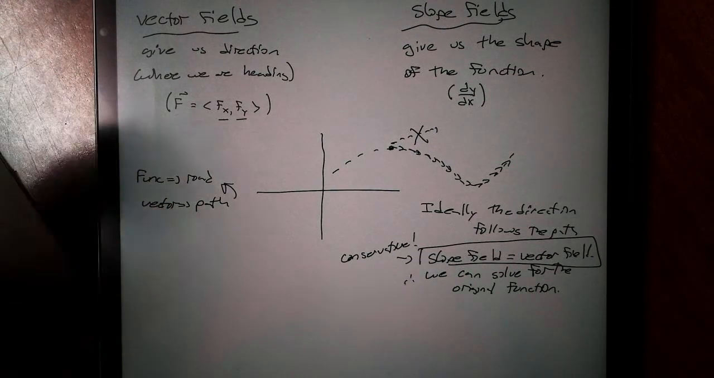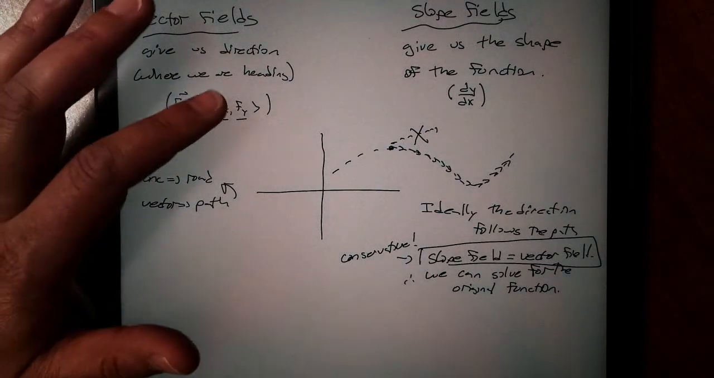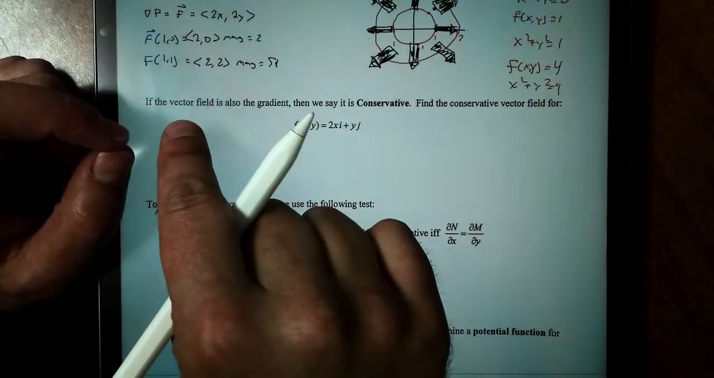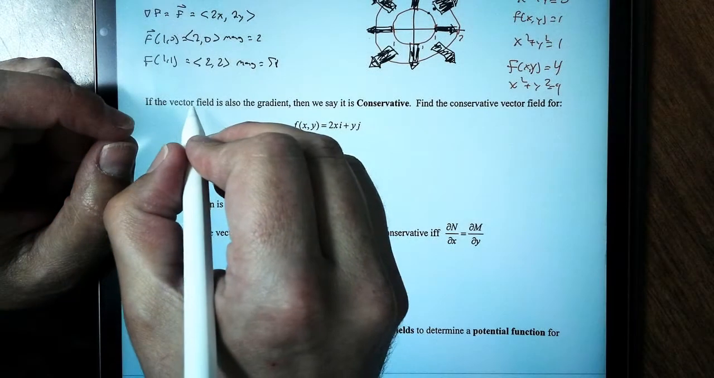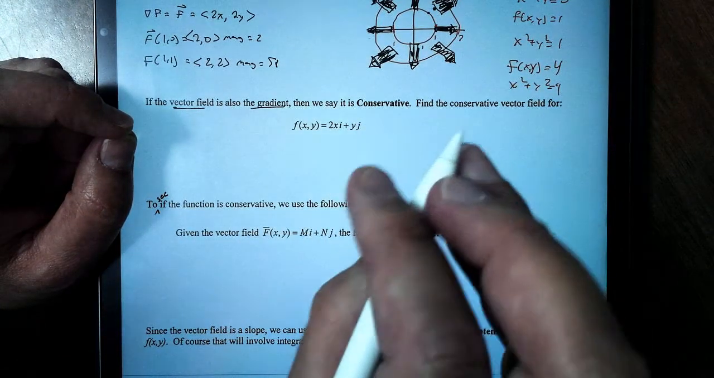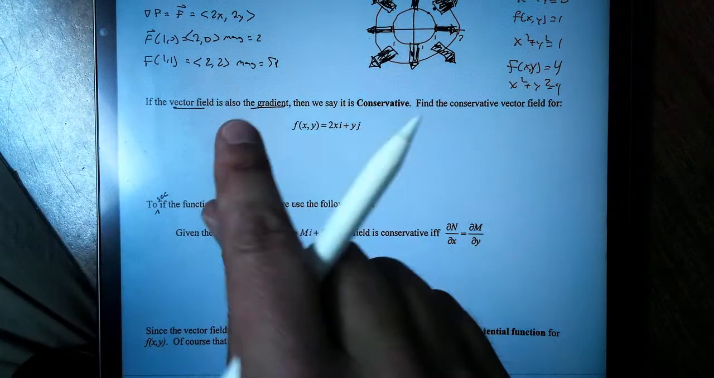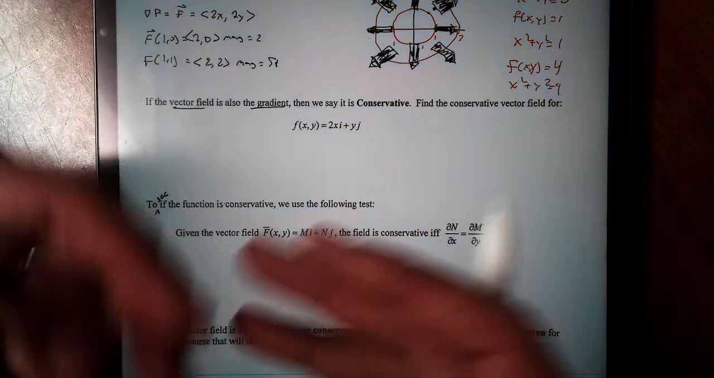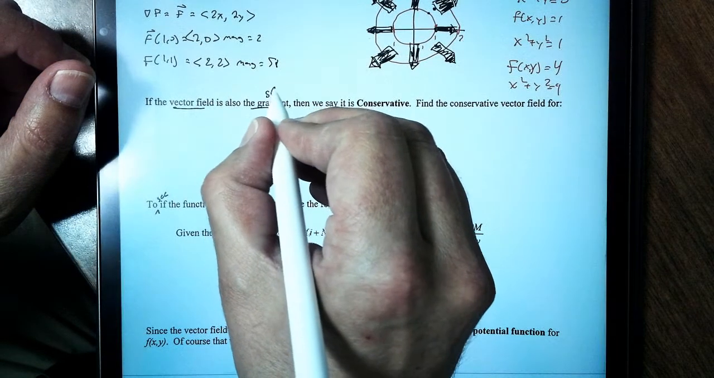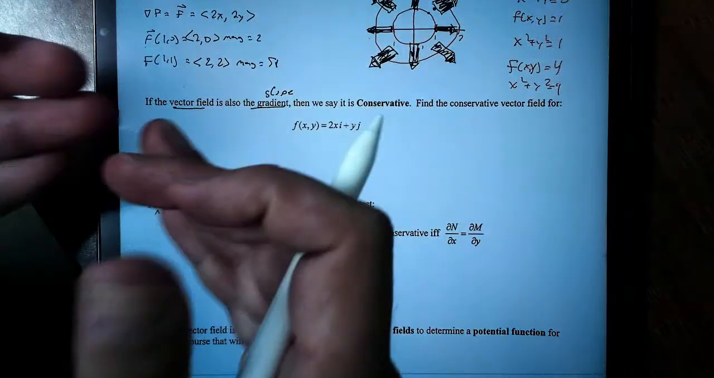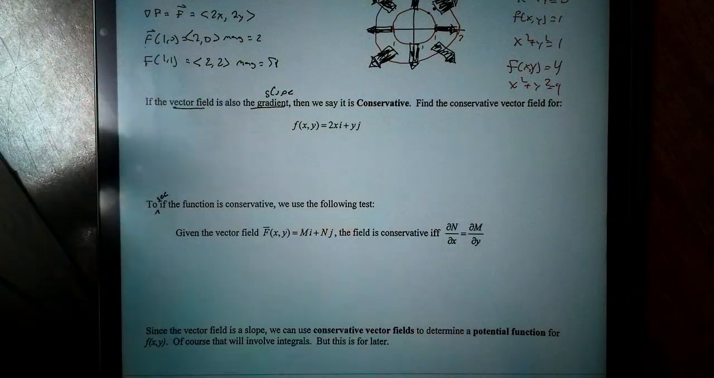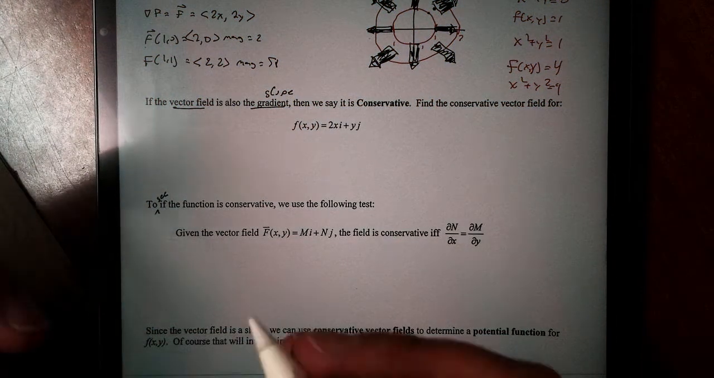Okay, and so let's now talk about that. If my vector field is also the gradient, then we say this is conservative. What we're saying here is that the vector field and the slope field are going to be the same. If we think of the gradient as giving us the slope or the direction, then our vector field and the gradient are the same, so we're heading in the same direction. We are going to say that this is called conservative.